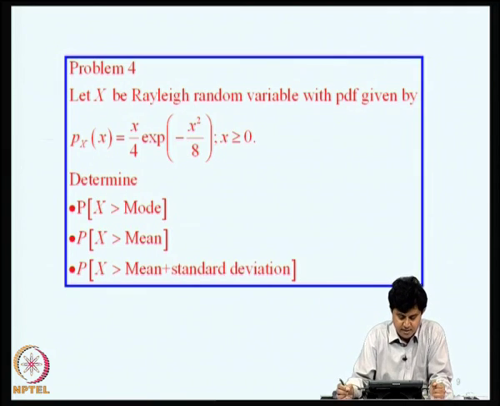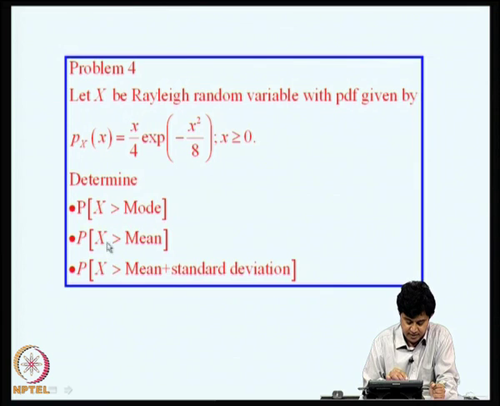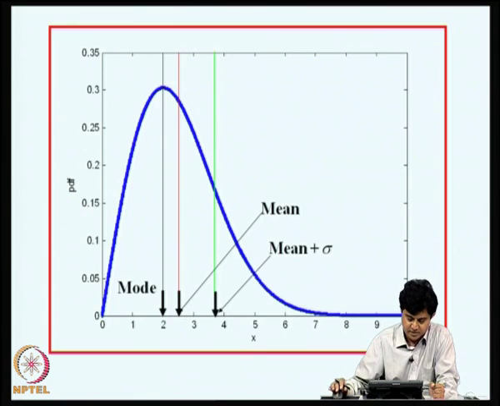Some more exercises of a similar kind. Let x be a Rayleigh random variable with probability density function as given here. So we are asked to find the probability that x takes value greater than the mode of the random variable, x takes value greater than the mean, and x takes value greater than mean plus 1 standard deviation. This again is an exercise that would familiarize you with integration processes involved in characterizing random variables.